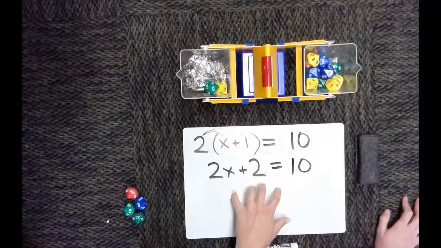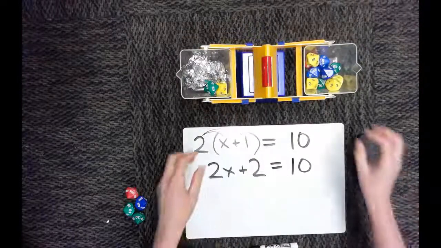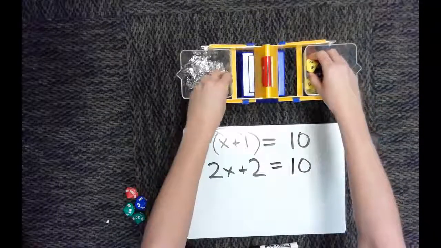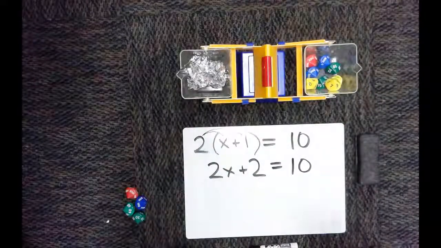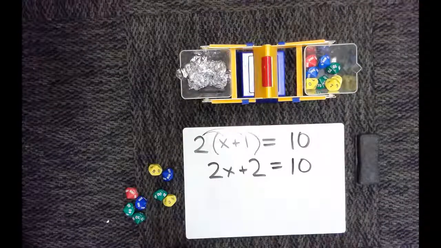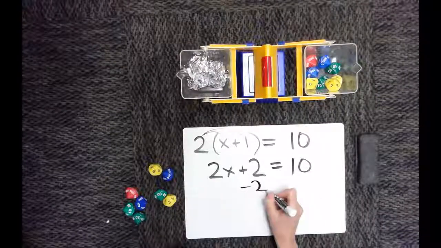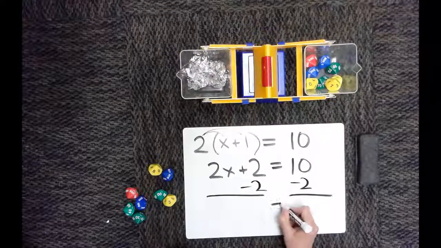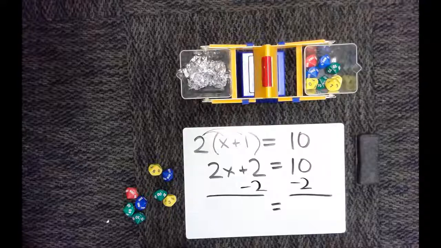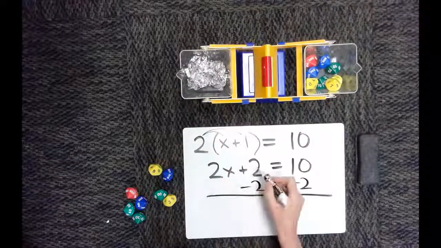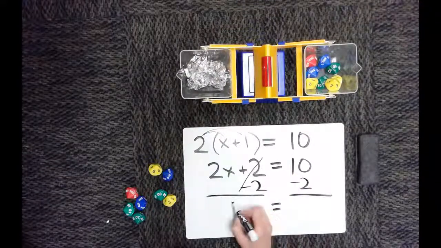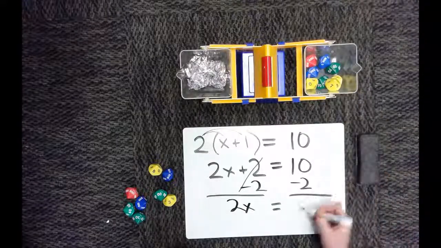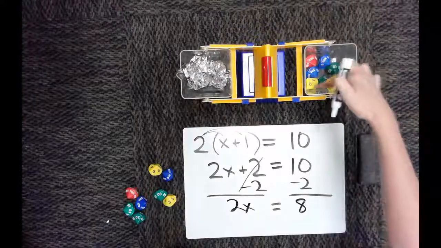What I can see in my equation and in my balance here is that if I take out 2 from this side and 2 from this side, I think it's going to stay balanced. So we try. Yep, still balanced. I took away 2 from this side, and I also took away 2 from this side, and it is still balanced. Now what I have left is 2x on the left, because 2 minus 2 is just 0. And on the right, I had 10, but I took 2 away, so now I have 8. 1, 2, 3, 4, 5, 6, 7, 8.